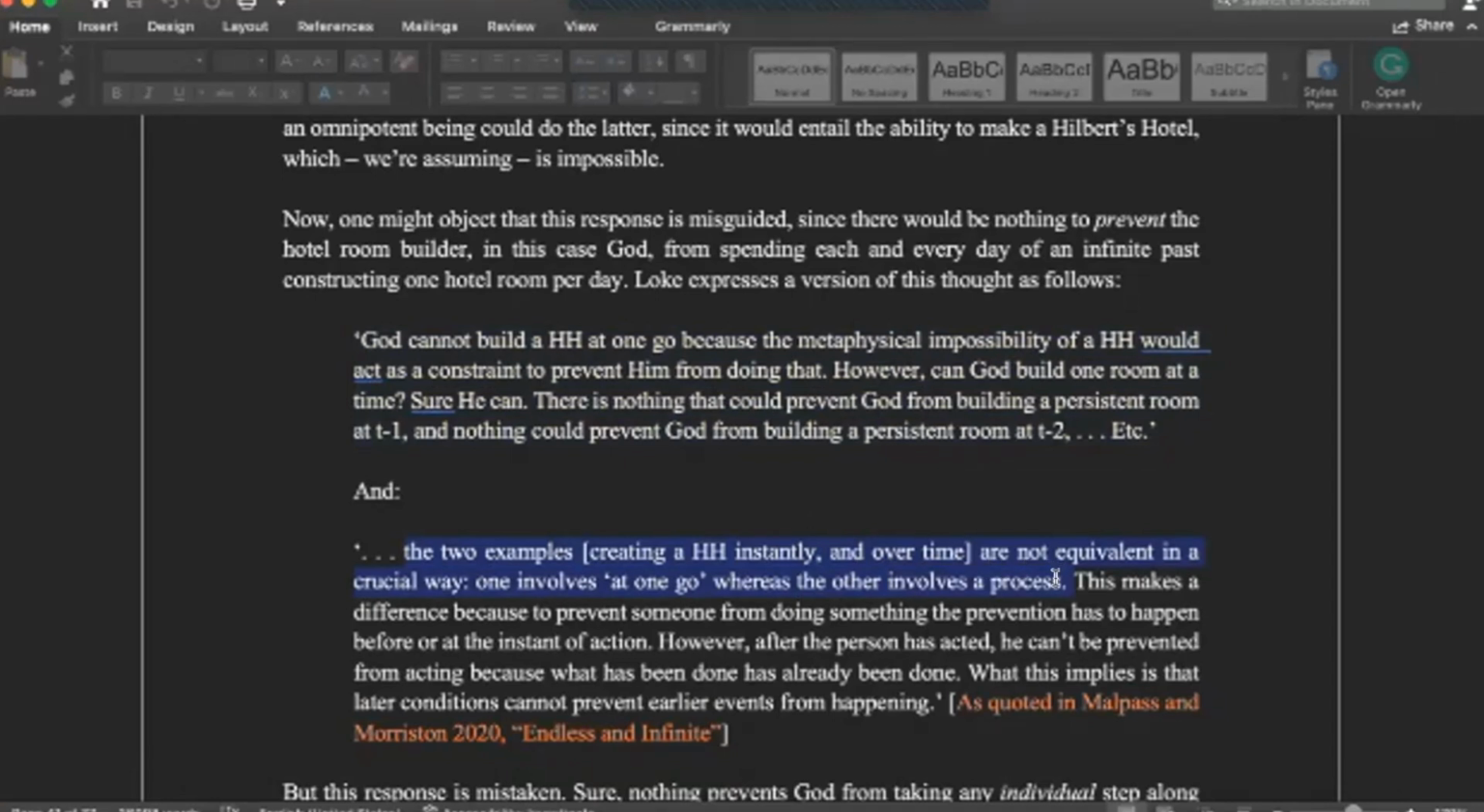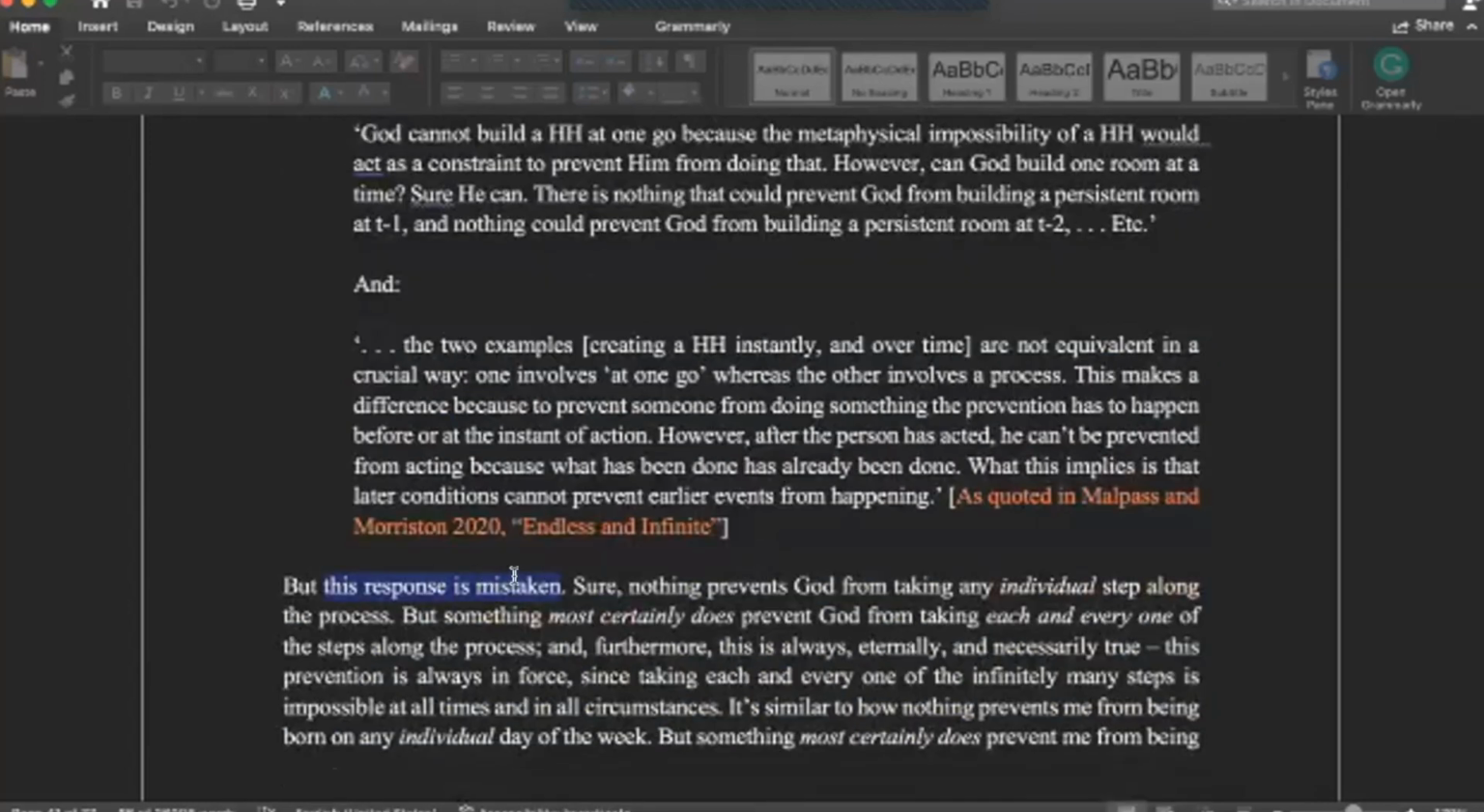This makes a difference because to prevent someone from doing something, the prevention has to happen before or at the instant of action. However, after the person has acted, he can't be prevented from acting because what has been done has already been done. What this implies is that later conditions cannot prevent earlier conditions from happening. But alas, this response is mistaken.